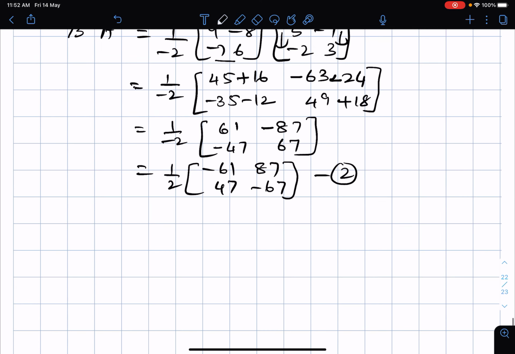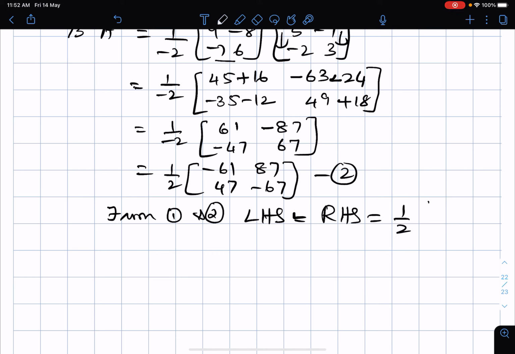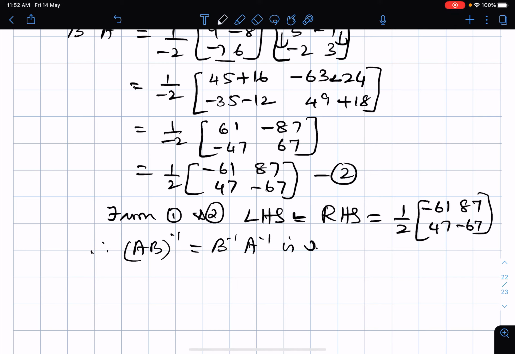From 1 and 2, we get LHS equal to RHS equal to, what is our value? 1 by 2 into minus 61, 87, 47, minus 67. Therefore, AB the whole inverse equal to B inverse A inverse is verified, is your final answer.